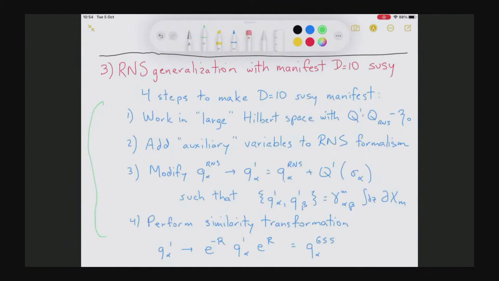First of all, we're going to have to work in the large Hilbert space, so the Hilbert space including the Xi0 mode. Then we're going to add these auxiliary variables.